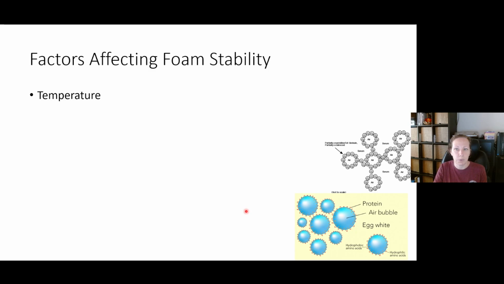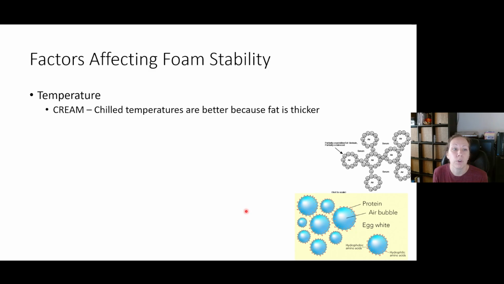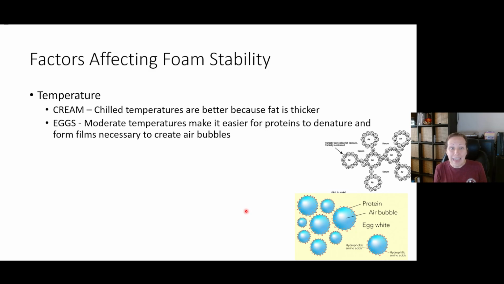Okay, so factors that affect foam stability. Temperature. When we are making whipped cream, chilled temperatures are better because it makes the fat thicker. So that makes a stable foam, the viscosity. That fat's thicker. It holds that air better because it's thicker. Okay. With eggs, a moderate temperature, so slightly warm temperature, makes it easier for those proteins to denature. Well, when proteins denature, they're thicker, okay? And so it's temperature being used differently, right? In the cream, we want cold because it makes the fat thicker. And with the eggs, we want warm because it makes the protein thicker, okay? And so it forms that film better when it's denatured and thicker.